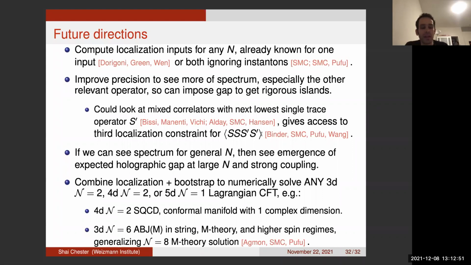You could apply this to literally any 3D n equals 2 theory. So for people who are interested in the super Ising model, you could start implementing these integrated constraints. You could study super QED. You could study 5D theories if you really care about it. I think there's a very wide class of theories that can now be studied using this method. So I encourage any interested students to contact me and start working on all these projects.